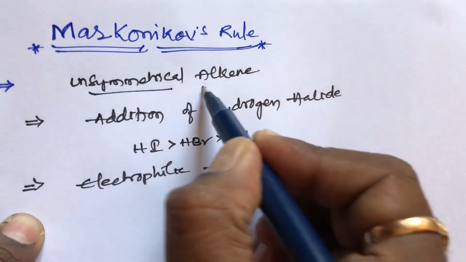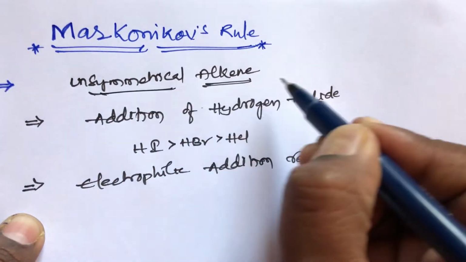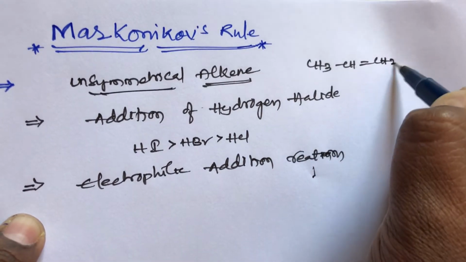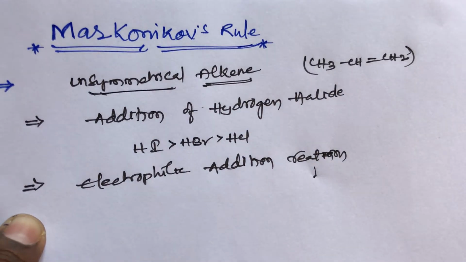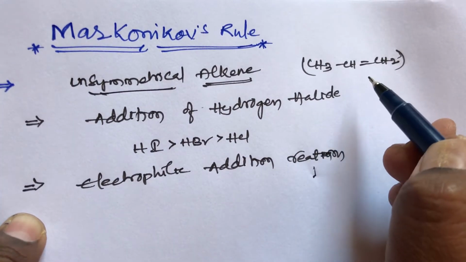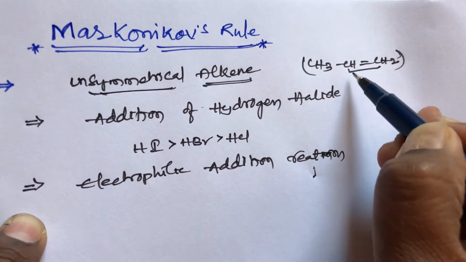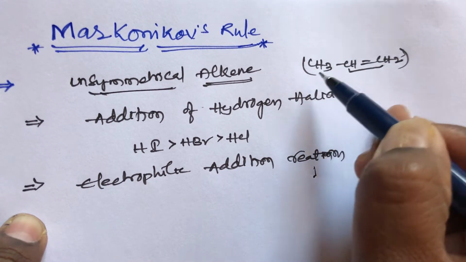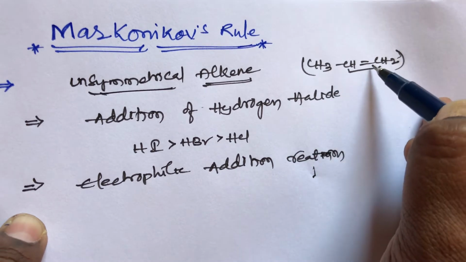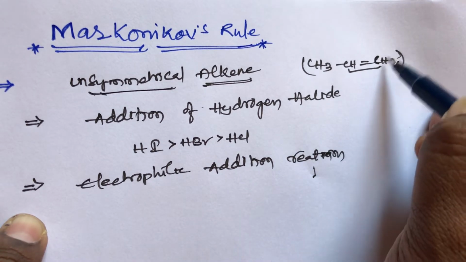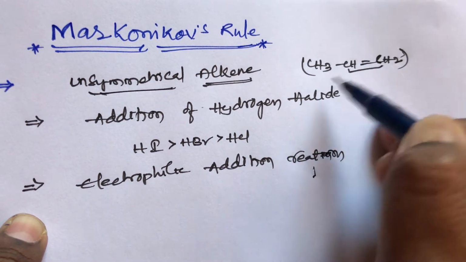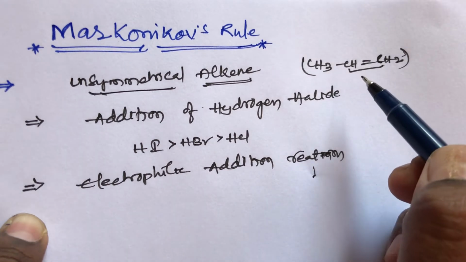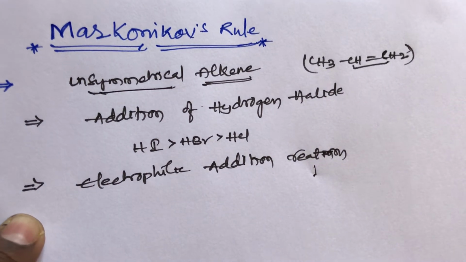What are unsymmetrical alkenes? For example, CH3-CH=CH2, that is 1-propene. It is an unsymmetrical alkene. Why? Because of this double bonded carbon: the left hand side carbon has one methyl group and one hydrogen, but the right hand side carbon has two hydrogens. So these two are unequal, and that's why it is called an unsymmetrical alkene. So these are the main conditions, students.